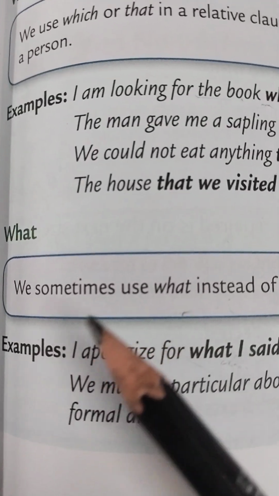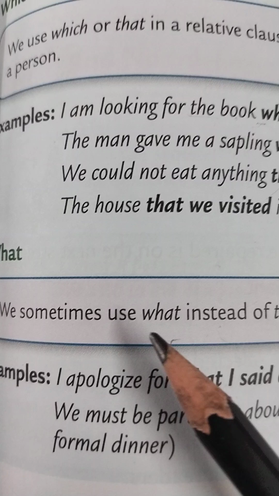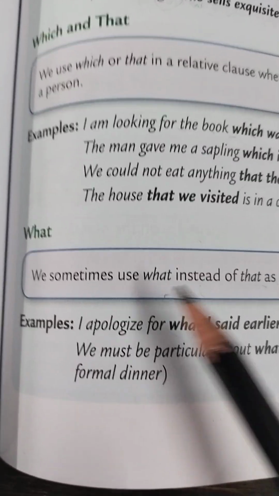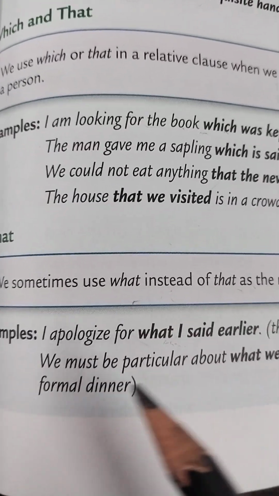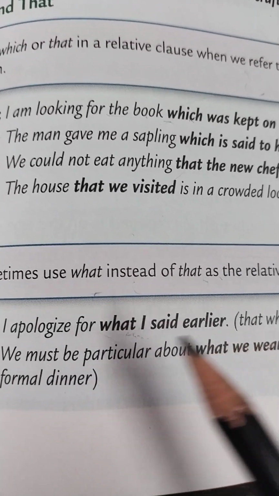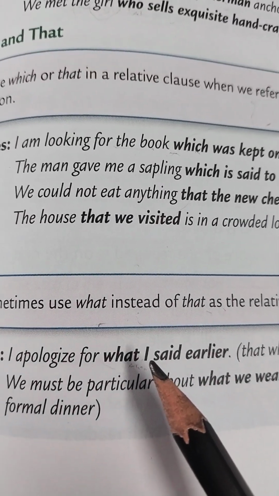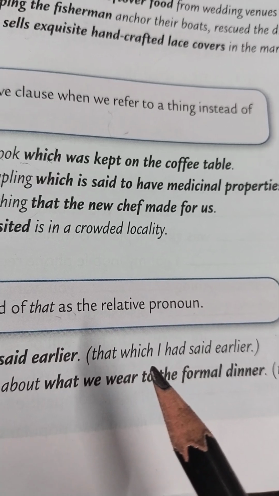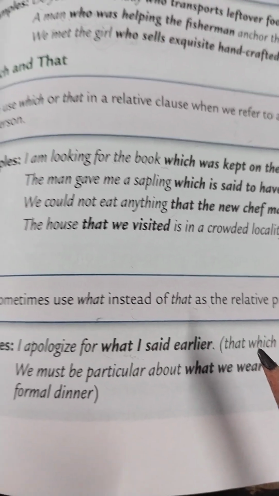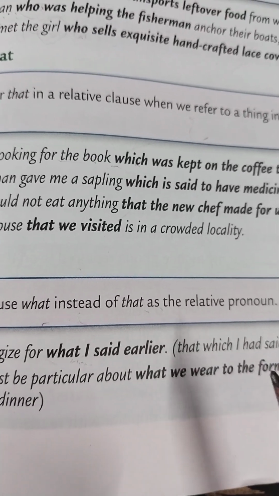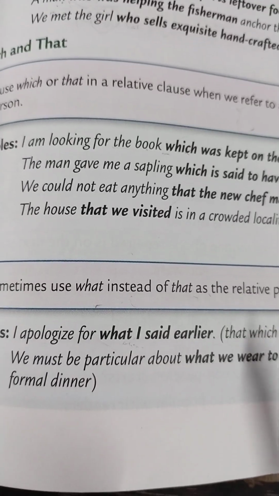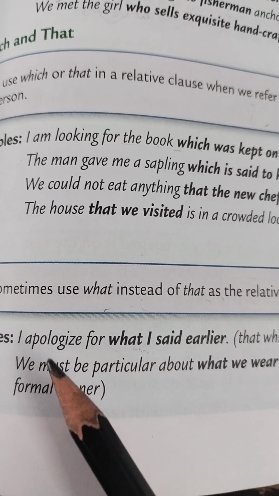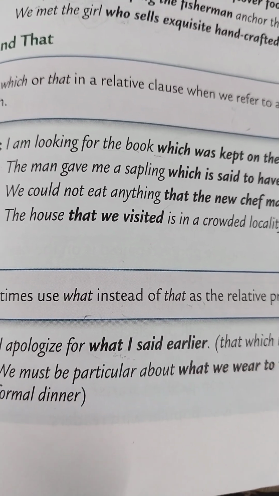Now we will study the use of the relative pronoun what. We sometimes use what instead of that as a relative pronoun. Like, I apologize for what I said. Here we have used what in place of that. We could have written the same sentence as, I apologize for that which I had said earlier, and we can use what in place of that, so the sentence will be, I apologize for what I said earlier.